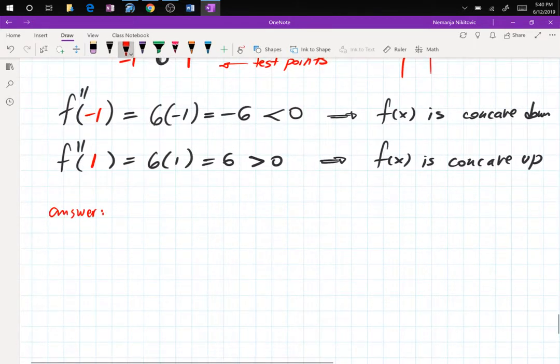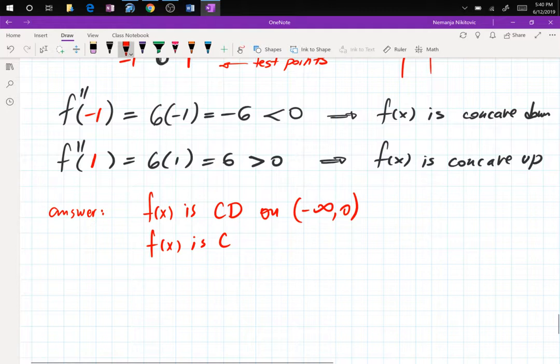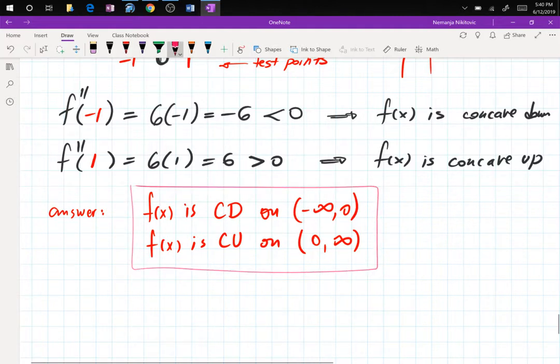You want those last 2 points, right? f of x is concave down on negative infinity to 0. f of x is concave up on 0 to infinity. You can spell it out if you want. This is the answer for the problem.